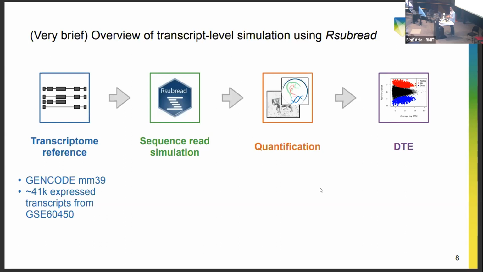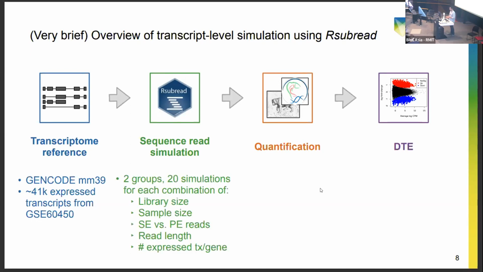In the first step, we curated a set of transcripts for which we would generate expression levels. We used the Ensembl-oriented GENCODE annotation for the mouse genome mm39, which we then gave to Rsubread to generate FASTQ files, always comparing two groups and always generating 20 simulated data sets for every combinatorial scenario that we had.